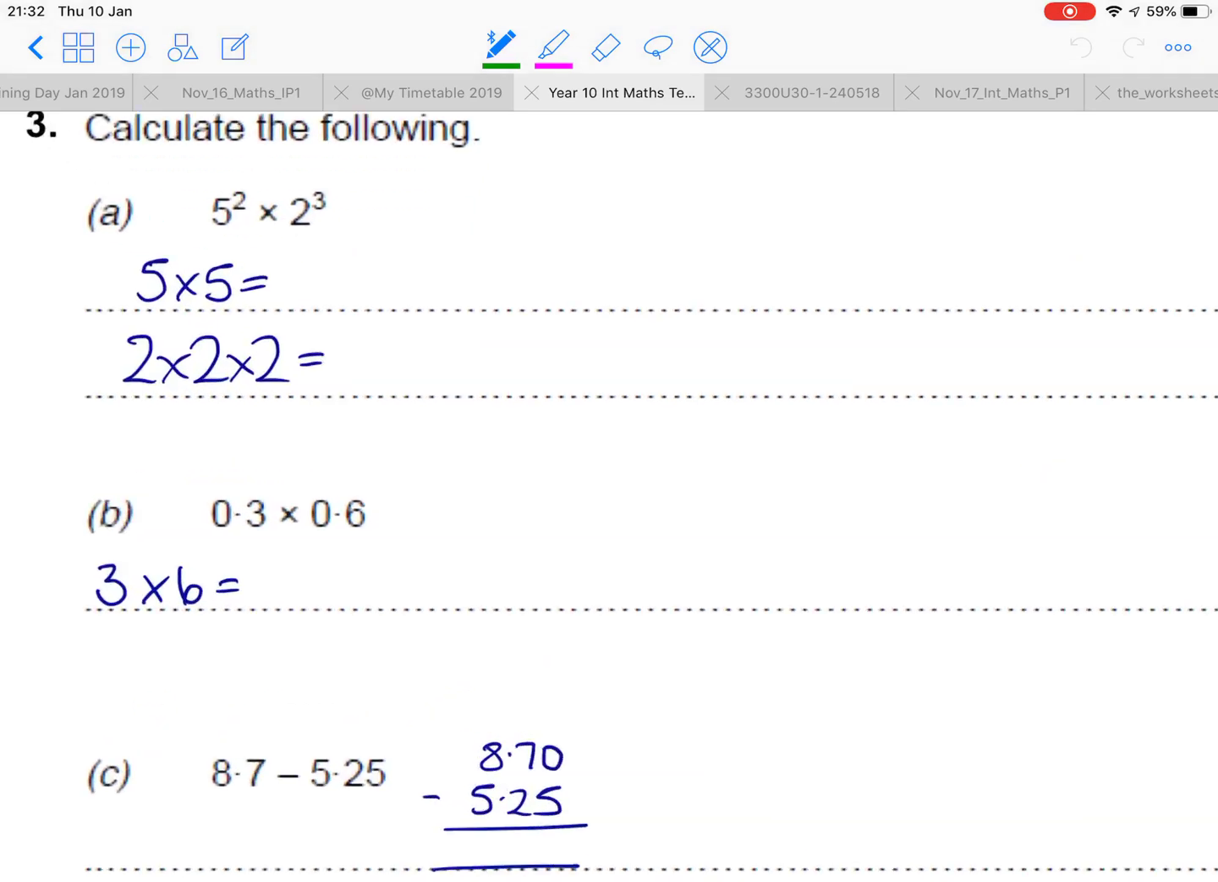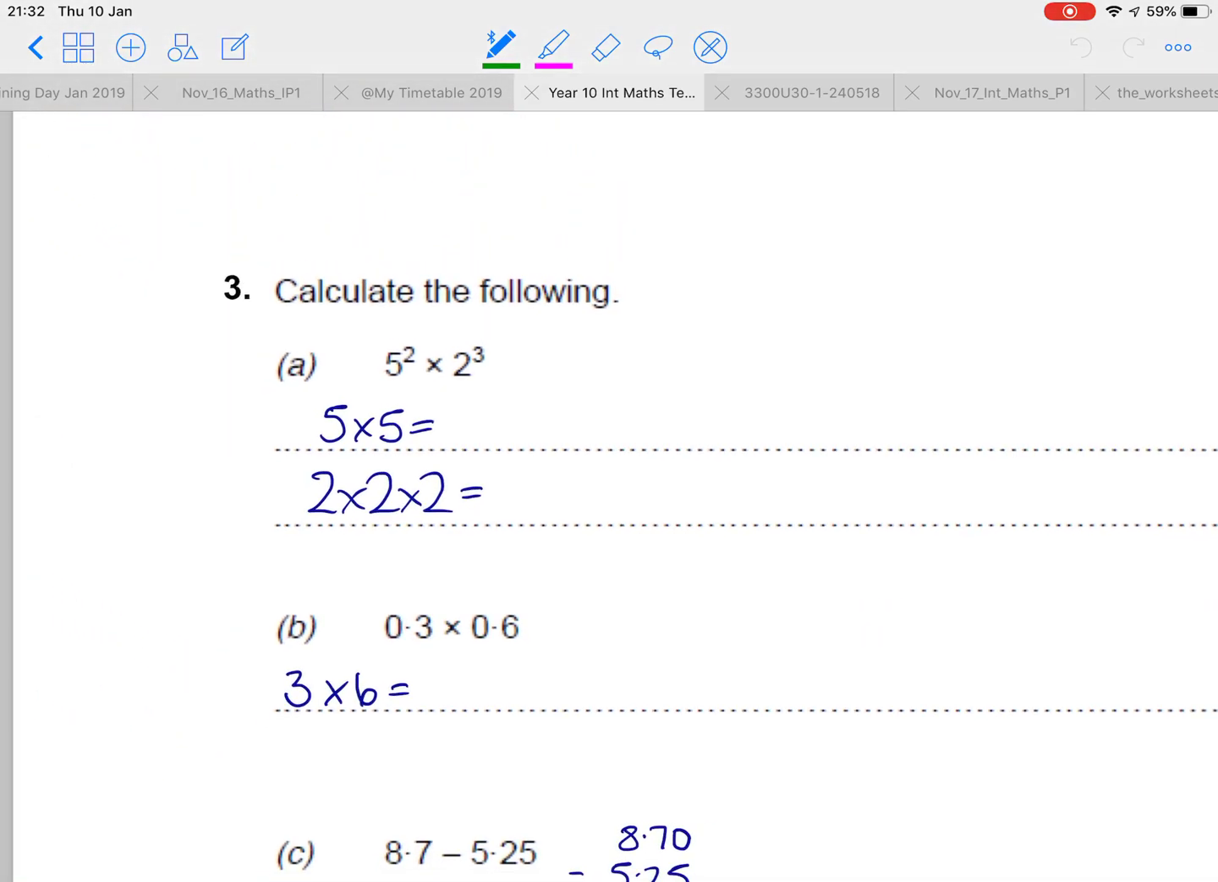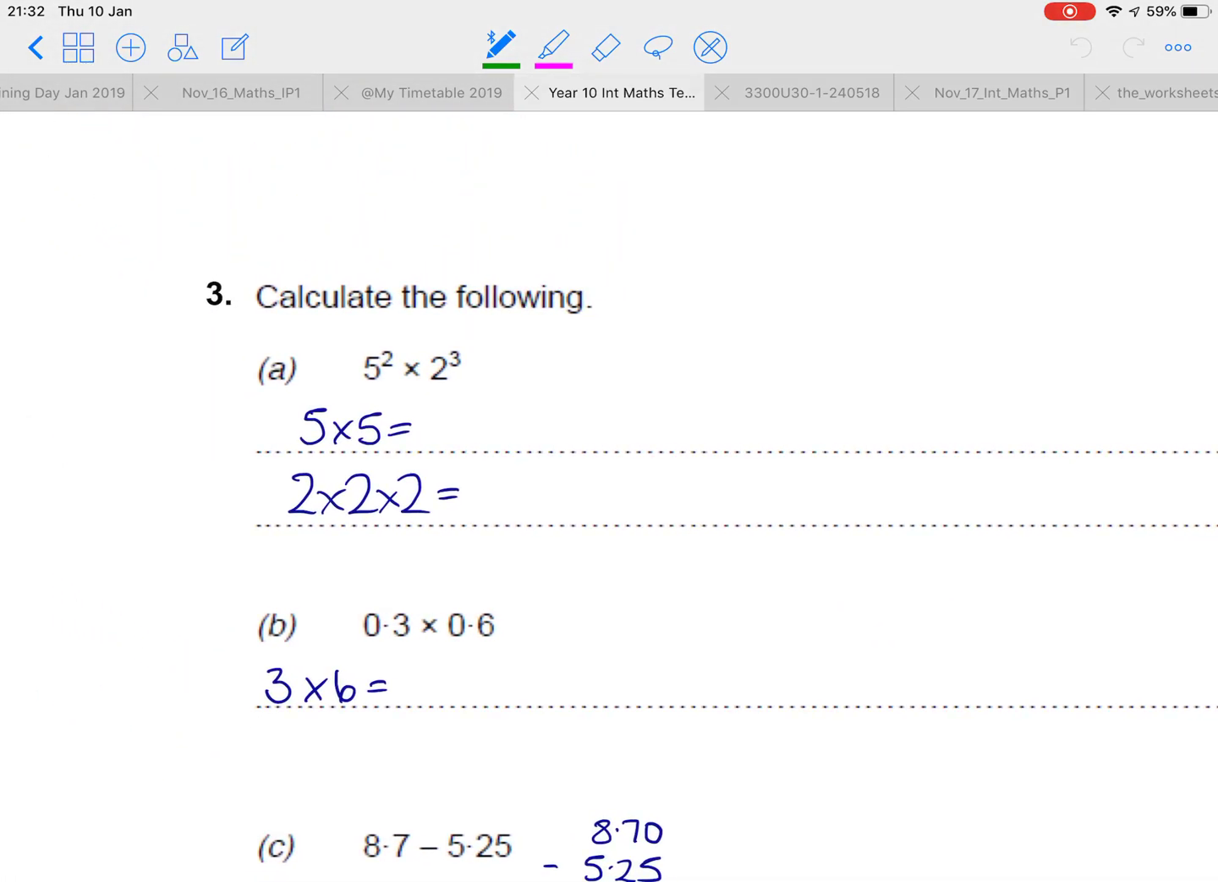In question 3, I've already written down 5 squared, which is 5 times 5. 2 cubed, which is 2 times 2 times 2, which gives you a total of 8. And then 25 times 8 will give you 200.